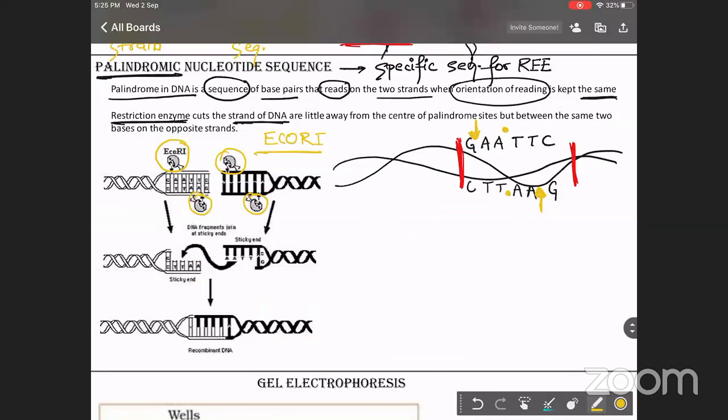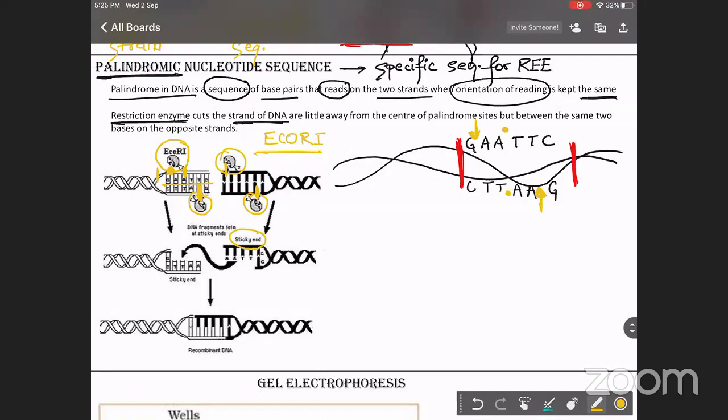If you notice, this is the palindromic sequence, so they are not cutting at the center. They are just cutting the strand away from the center. You can see here, they are cutting away from the center. So ultimately a sticky end will form. Why are we calling it a sticky end?